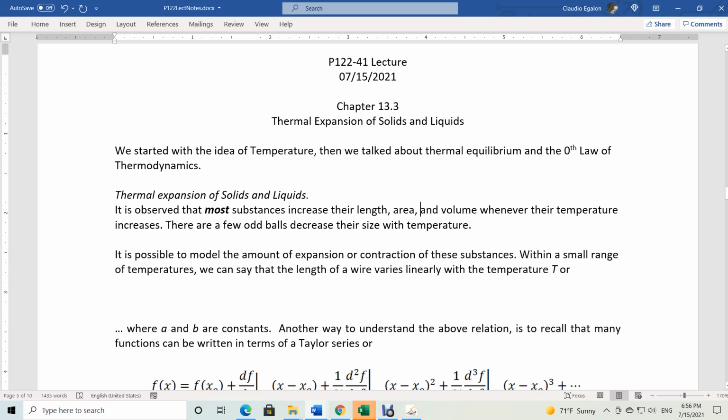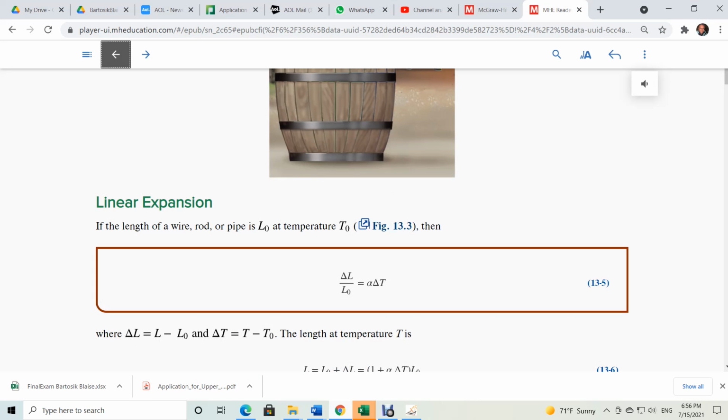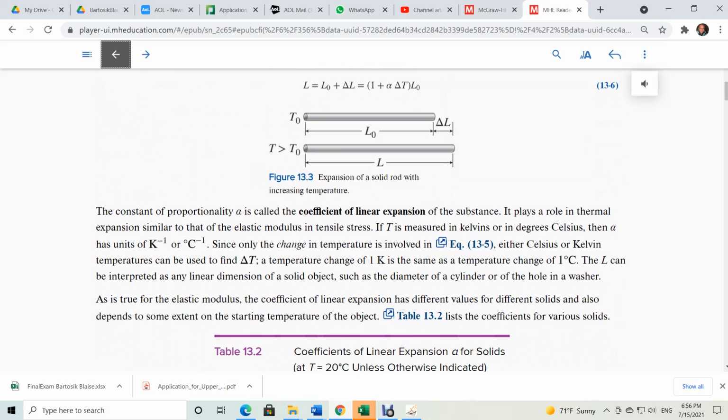I'm going to give you a demonstration of one type of substance that shrinks in size when you increase the temperature, okay? But for now, let's stick with those that are not the oddballs, the ones that occur all the time. So what's going to happen? Let me show you a little illustration. We're going to start with the simplest of all solids, which is the rod.